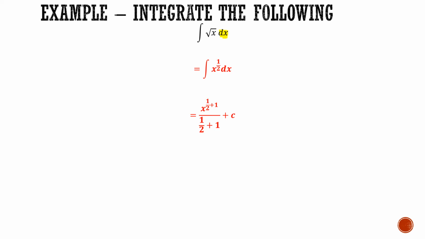So I'm going to add 1 to 1/2 and then divide by 1/2 plus 1. And again, I add on that plus c to stand for any constant that could have been in the problem. Now when I simplify it, I get x to the 3/2 over 3/2 plus c. And I'm going to go ahead and flip my numerator, my denominator, so I don't have a double fraction. And so I have 2/3 x to the 3/2 plus c.